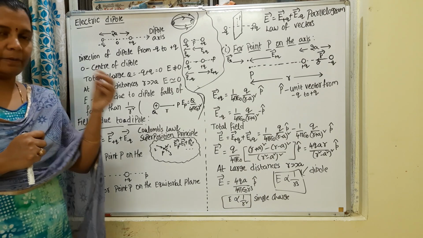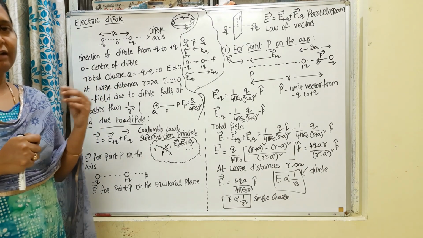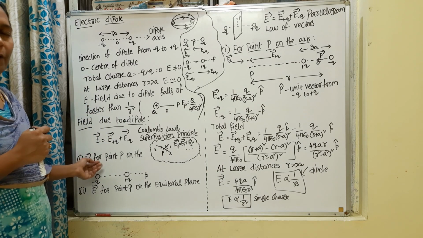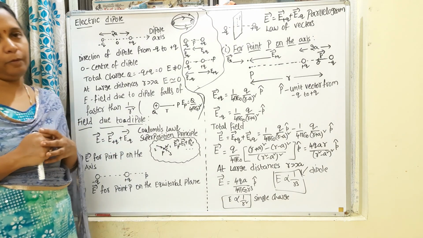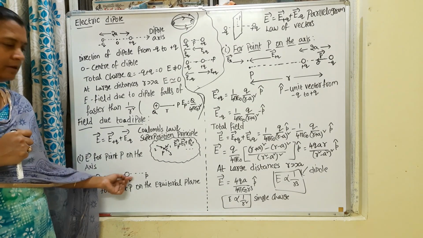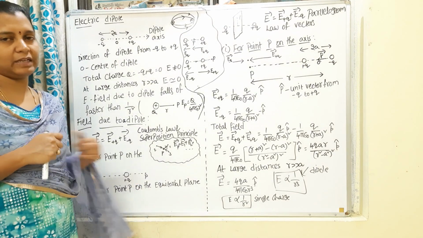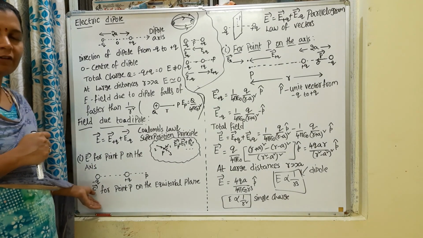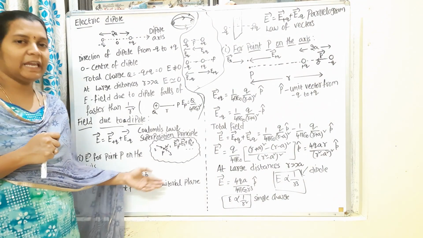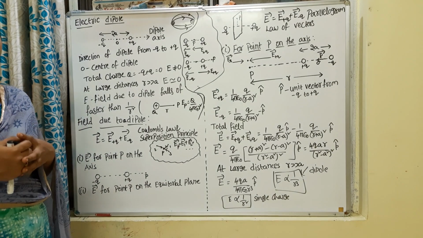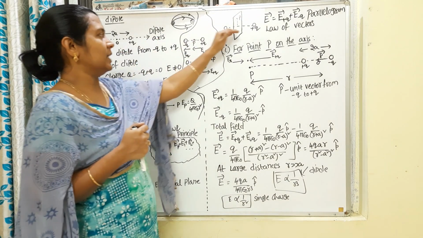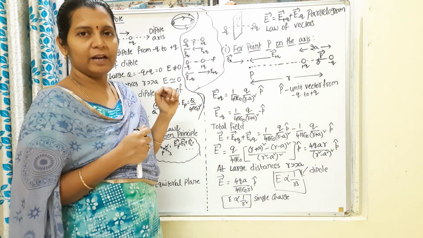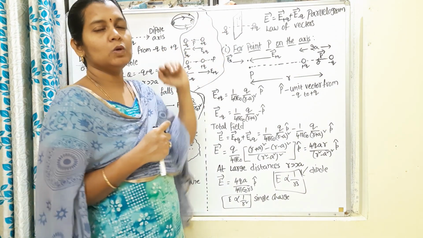Suppose the arbitrary point P at which I want to calculate the electric field is on the axis of a dipole. The first case is that the point P is on the axis of a dipole. Let us say these are the charges and point P is lying on the axis. The second case is the electric field for point P on the equatorial plane. So what is an equatorial plane? Suppose you consider a plane which is perpendicular to the dipole axis and passes through the center of a dipole.